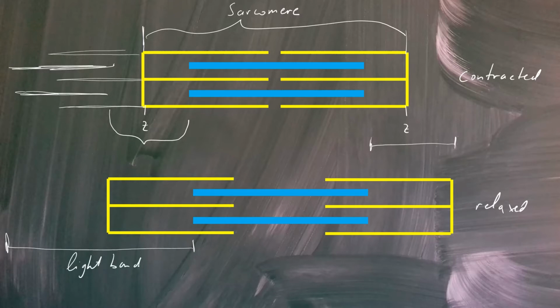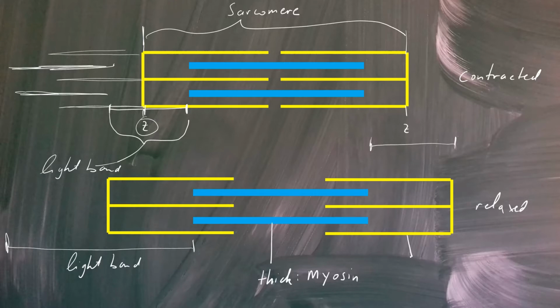And here the light band is from here to here, that's also the light band. From here all the way to over here, and you see that the Z line is part of the light band. You also see that the fibers involved here do not change in length. The blue ones here are the thick fibers, and they have a name. It's called myosin. And the thin fibers here, that is actin.